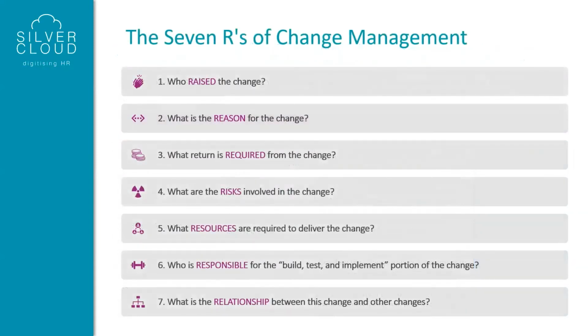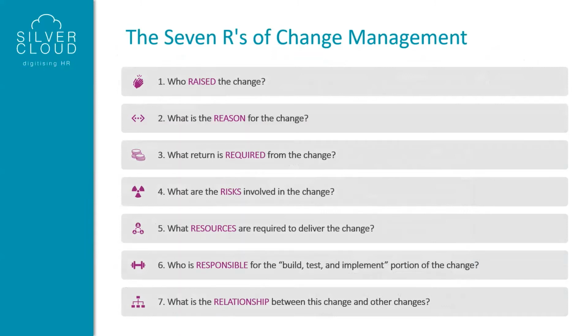There are 7 R's in change management: raised, reason, required, risk, resources, responsible, and relationships. First of all, who actually raised the change? What was the reason for that change? What return is required from the change? Are you losing heads? Are you improving processes? Are you simply wanting an upgrade to what you have?